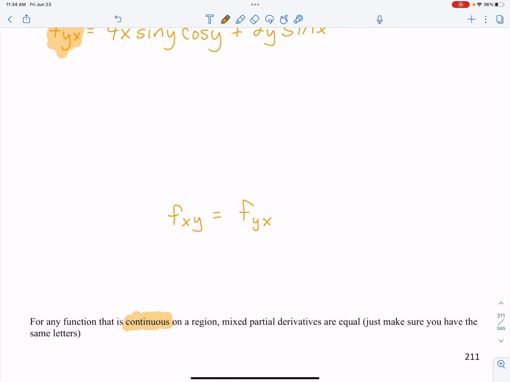We only have 2. But if I introduce more letters, like g_xzy, this is equal to g_xyz. But those two things are not equal to g_xyx. It's not the same. They have to have the same letters. As long as they have the same letters and they are continuous on the region in question, then you can find the mixed partials and leave them as they stand. Just make sure they have the exact same letters.